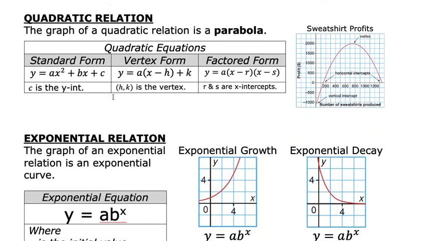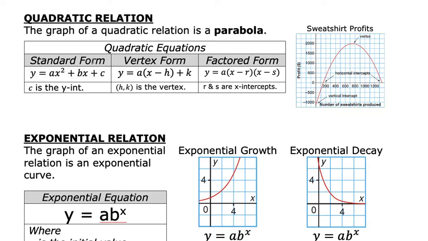A quadratic relation. The graph of a quadratic relation is a parabola. So a parabola has this U shape. This one right here is a maximum because at the top, that's the highest point for our vertex. The opposite is a minimum. But what we're going to do is look at the different forms of a quadratic equation and see what it reveals about this parabola. Starting off with standard form.